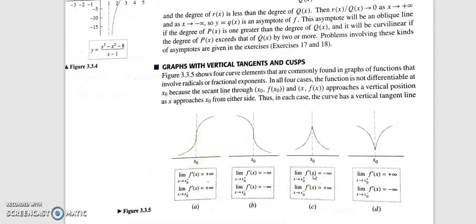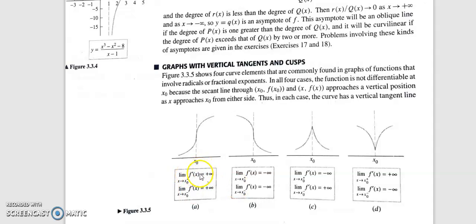In the second case, where a cusp occurs, the concavity is not changing. It will be either concave up or concave down. So the limits will have opposite signs. The limit as x tends to x naught plus of f dash will be equal to minus infinity, and the limit as x tends to x naught minus of f dash will be equal to plus infinity, and the opposite way in the other case. These cases are applicable when your function is not differentiable.